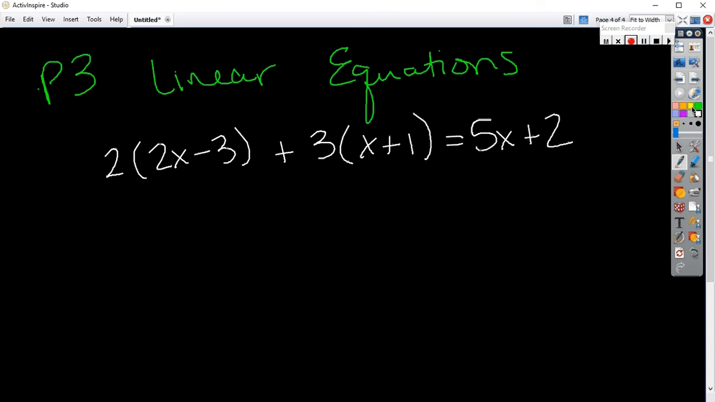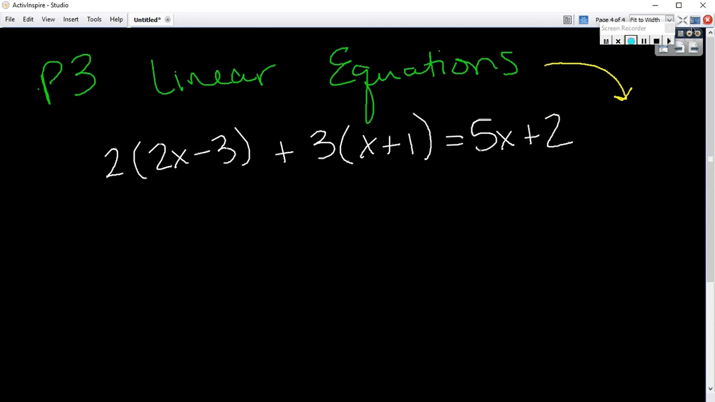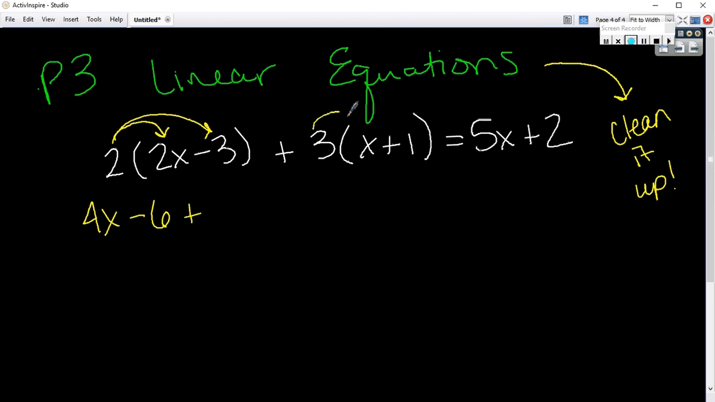Distribute, right? I want to clean up both sides if I can, and I should always try to do that if possible. I'm going to say clean it up. In other words, get it to where x is only written one time on each side. So I heard distribute, and you're absolutely right. 2 times 2x is what? 4x. And 2 times negative 3. And then 3 times x plus 3. And it equals 5x plus 2.